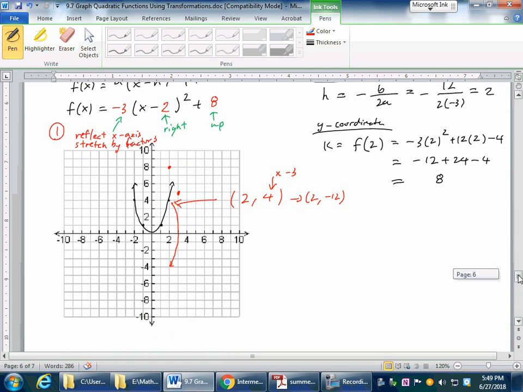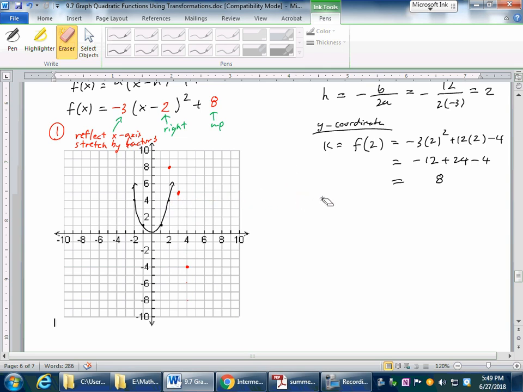So (2, negative 12) is way down here, right? And then I'm going to shift to the right 2 units and then shift up 8 units. So it will be (2, 4), (6, 8). It will become right here. So now we got the points.